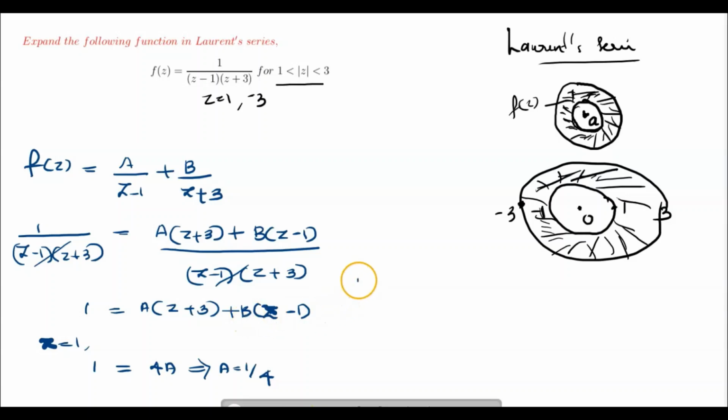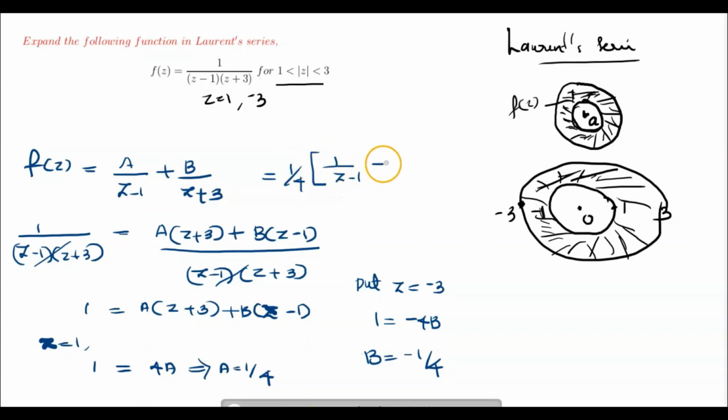For b, put z equal to minus 3. So we get 1 is equal to minus 3 plus 3, which is 0, and then minus 3 minus 1, that is minus 4b, which implies b is equal to minus 1 by 4. So this is equal to 1 by 4, and we can take 1 by 4 outside since it is common: 1 by z minus 1 minus 1 by z plus 3. So the function is now 1 by 4 into 1 by z minus 1 minus 1 by z plus 3.